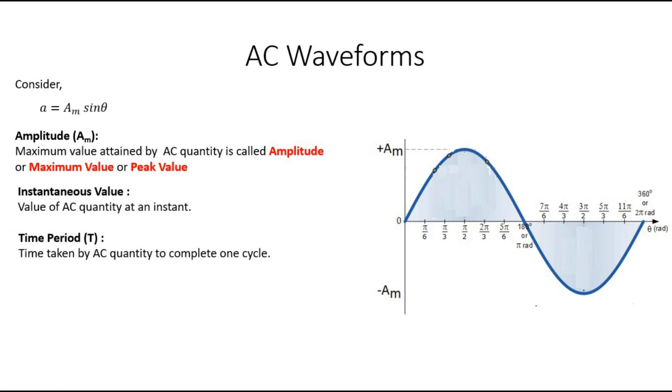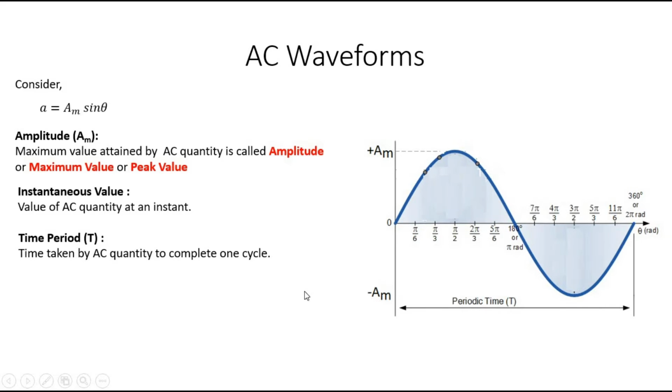Next one is time period. So we told that in AC, this is one set or one cycle. This cycle will be repeating. After this also it will be repeating, the positive and negative will be coming. So this is called one cycle. So the time taken to complete one cycle is called time period. Means this one from here to here, this time is called time period.